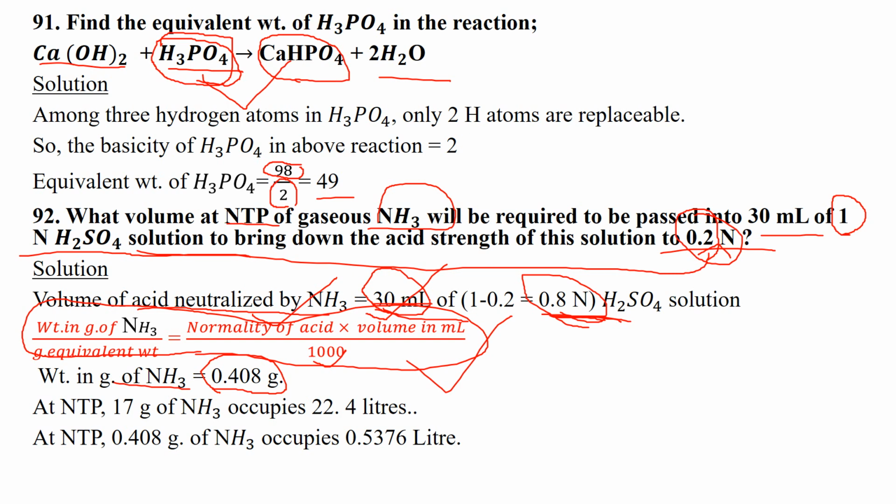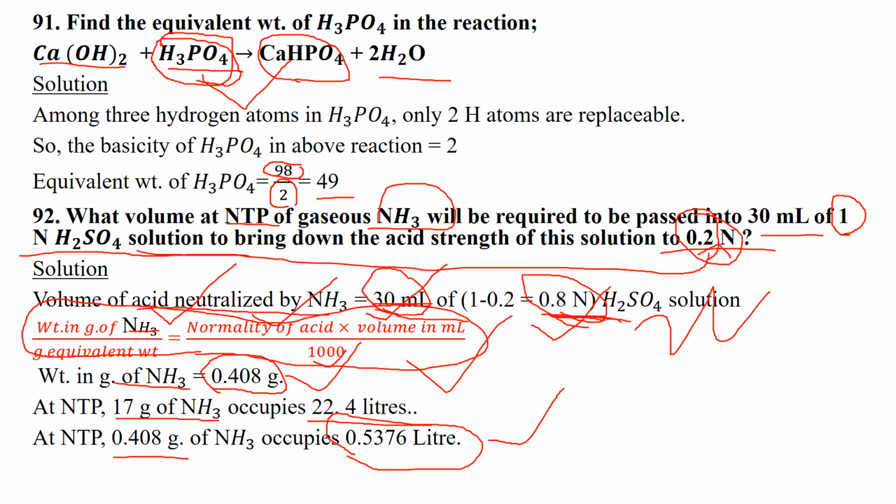So what is the gram equivalent weight of ammonia? That is 17. So the weight in gram of ammonia will be 0.408. Then at NTP, 17 gram of NH3 occupies 22.4 liters. Then 0.408 gram of ammonia occupies 0.5376 liter, right? This is the correct answer. This question is also very important. We have to solve this on the basis of the mole concept as well as the normality concept, that is, the number of gram equivalents of ammonia is equal to the number of gram equivalents of sulfuric acid.